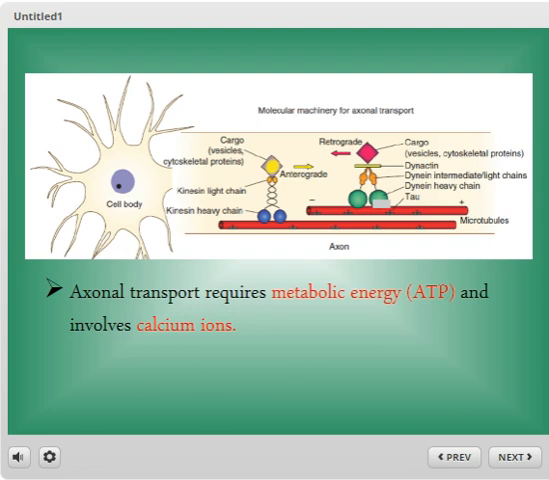convey from the cell body to the synaptic terminal. But in the retrograde transport, the cargo connect to the dynein, and the dynein move on a microtubule from the axon terminal to the cell body. And you must know the axon terminal requires the metabolic energy ATP and the calcium ions.